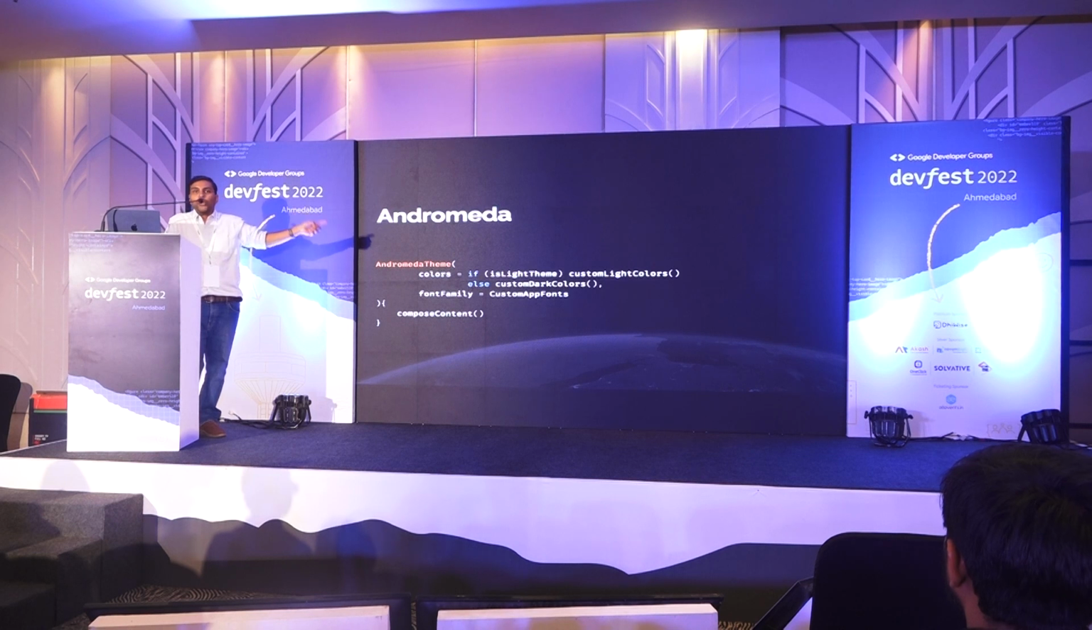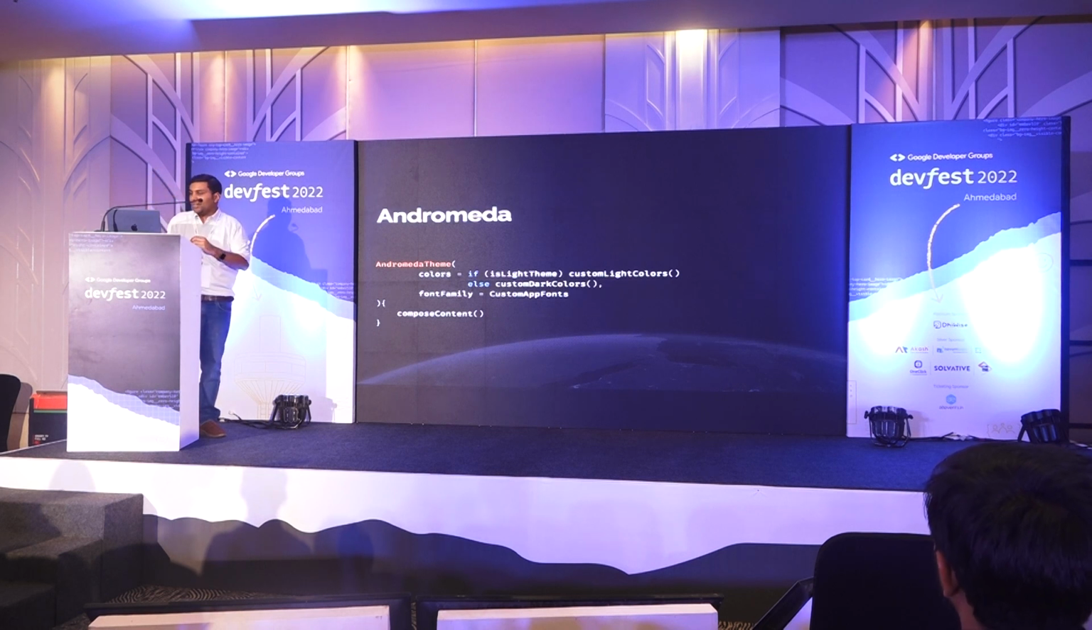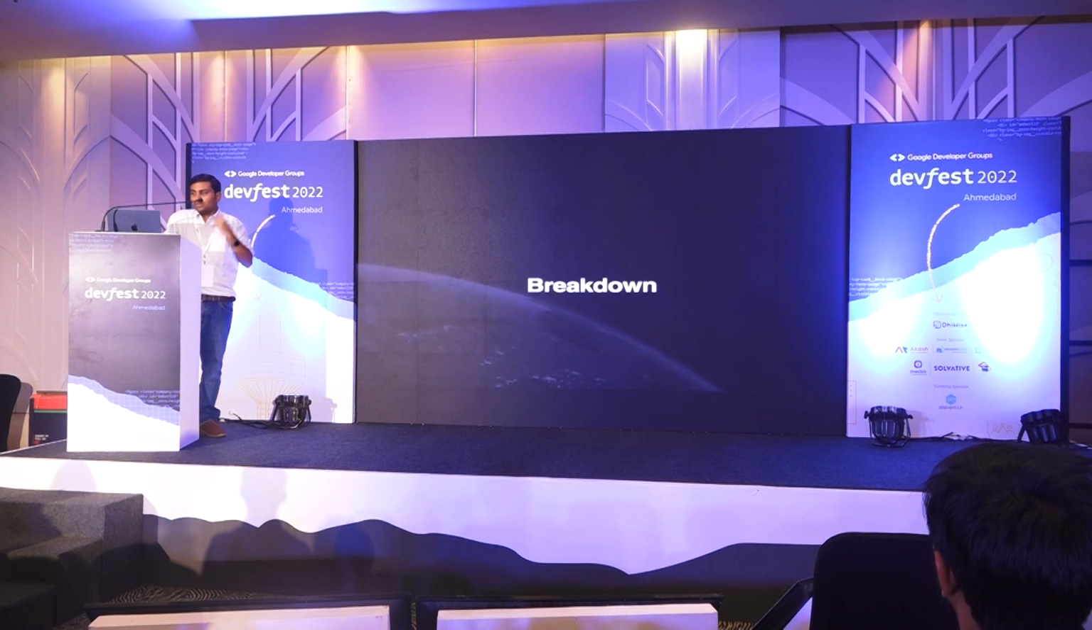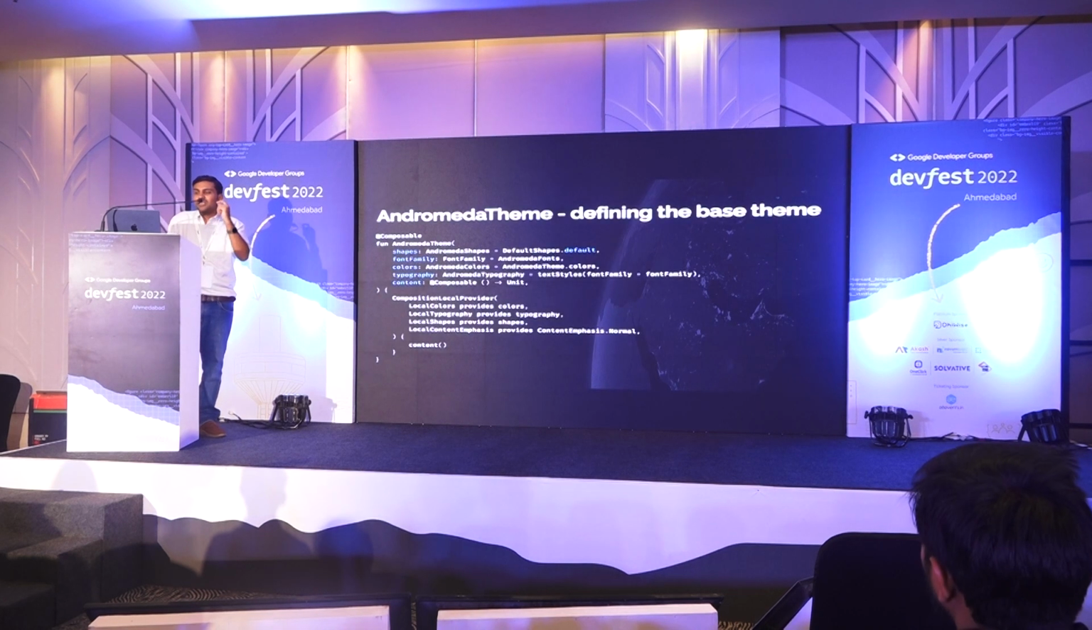The intention here is that I take the Andromeda Compose theme. I can also bring my own color system. I can write my own font family. This is the advantage of that slot pattern I was talking about. I can keep stacking other things on top. Then there is a breakdown of how these things work. I'm going to be rushing through some of these, but just bear with me.